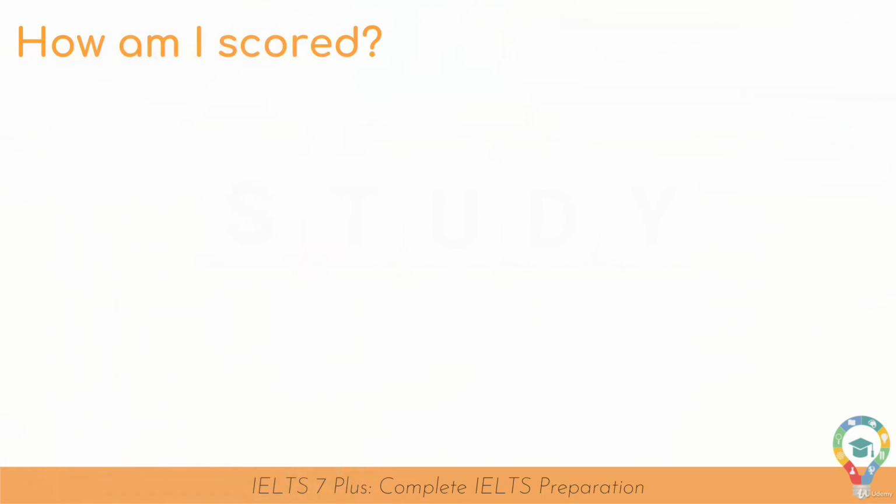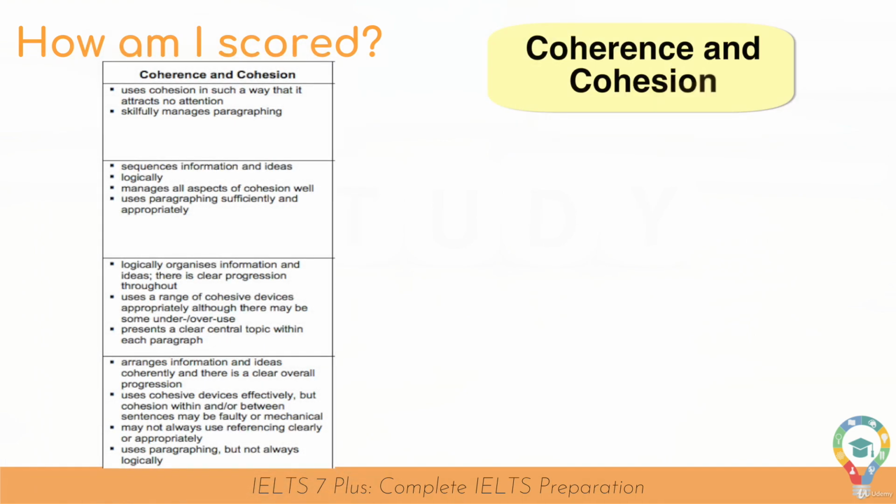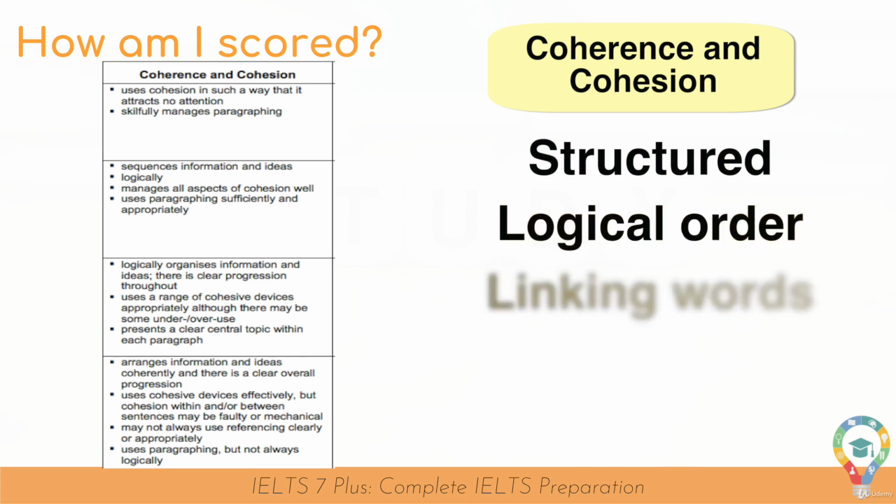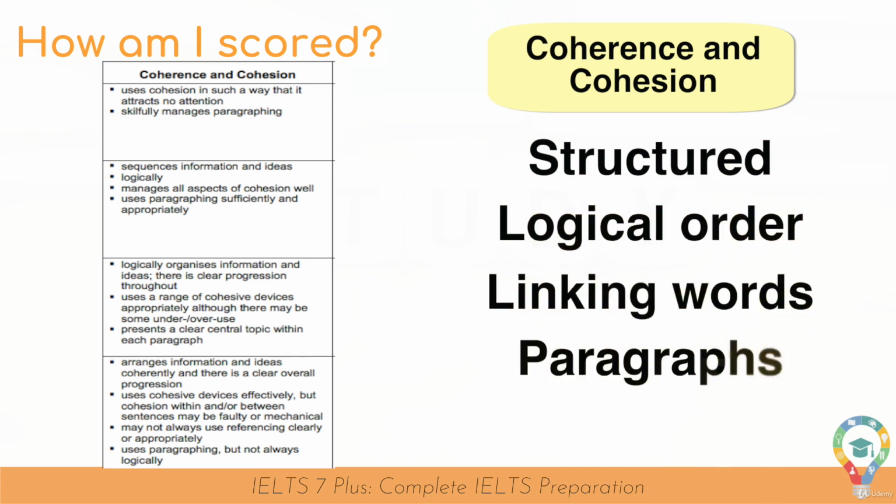The second band descriptor is coherence and cohesion. To score highly here, you need to logically organise your essay. That means you can use the 4-step structure which I briefly showed you in the last lesson to help present and organise your essay. It's really important to remember that each paragraph has one big idea.